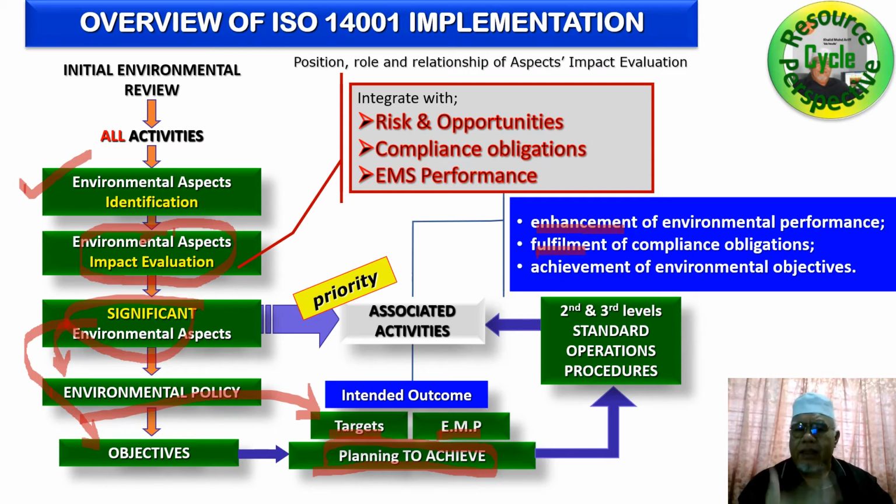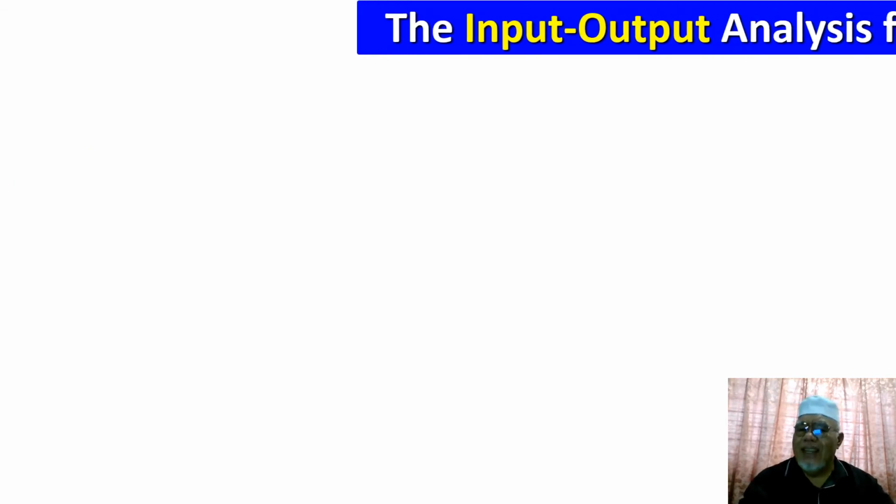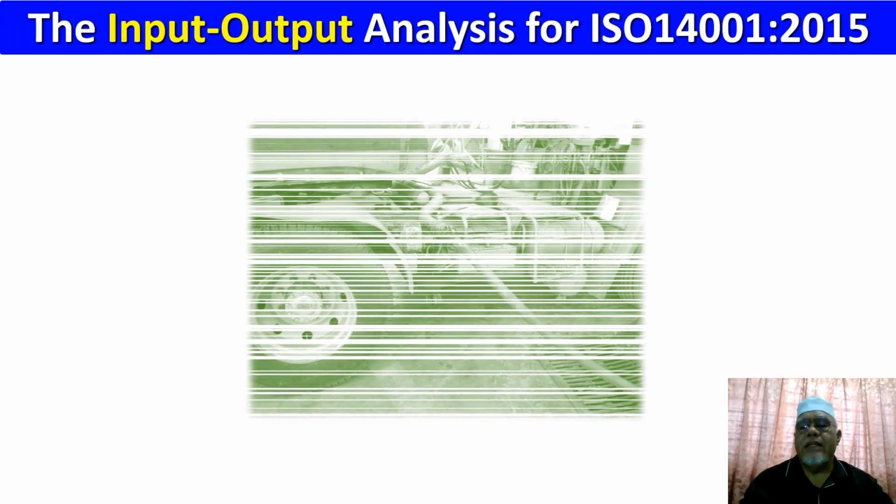And in this intended outcome, anywhere in our targets and EMP and objectives, we have to reflect our endeavor to achieve those environmental objectives that we have set. That is important. All right, I hope you are able to follow. Now, this is how we identify environmental aspects.